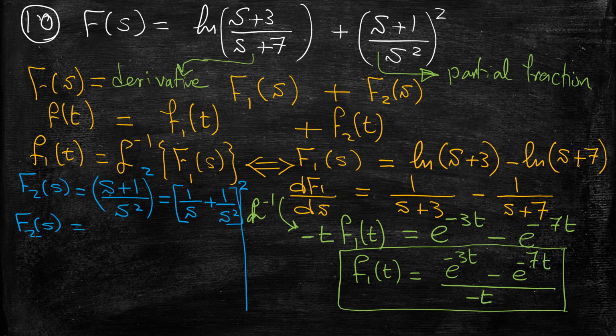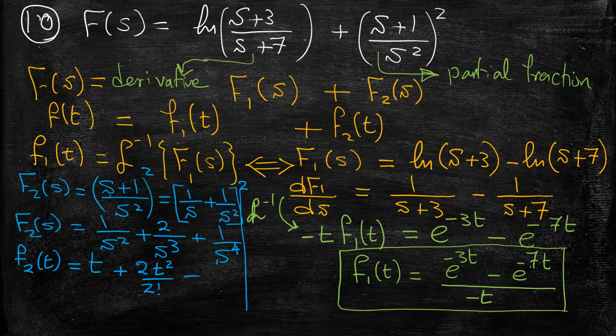Just get this bracket squared. It will be 1 over s squared, and 2 over s cubed, and 1 over s to the power 4. It means you have this f2 of t. It's very simple from the table. The first term is t. The second term is 2t squared over 2 factorial. And the last term is t cubed over 3 factorial.